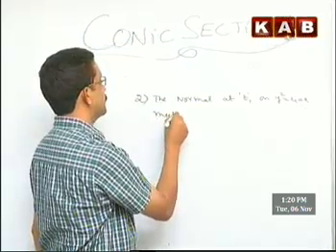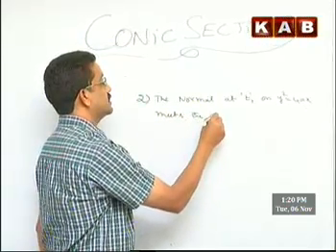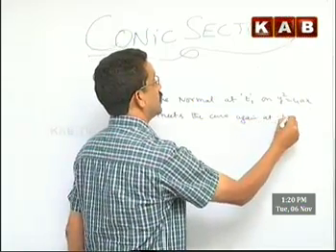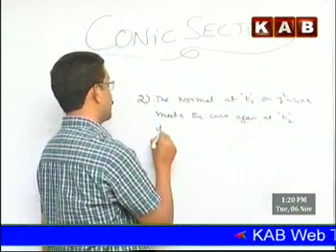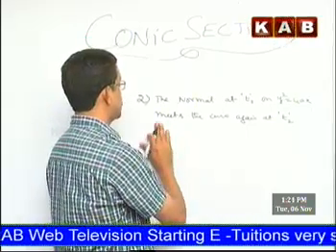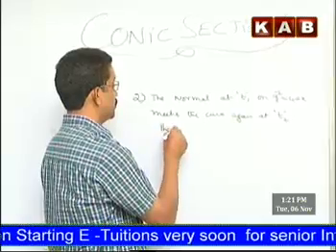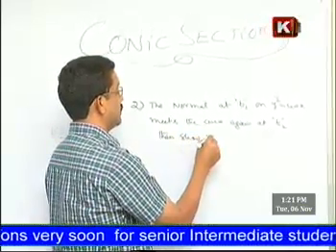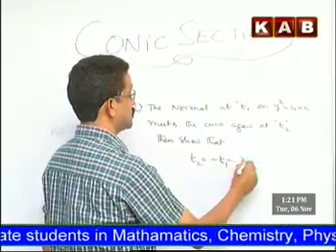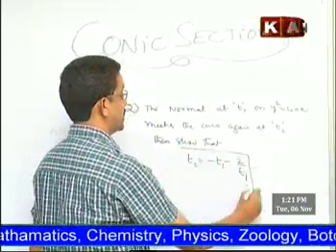meets the curve again at t2. Then show that t2 is equal to minus t1 minus 2 by t1. This is the result they asked.